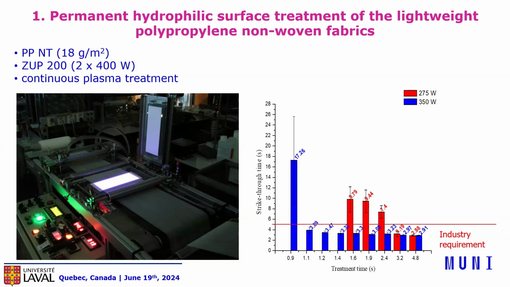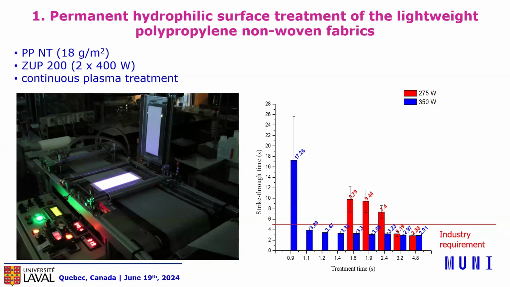These are very old results, but very nice to indicate the effect of the treatment. You can see that we were investigating the treatment at 2 different powers. Now we are operating at higher powers with the system. But interesting is that for the higher power, 350 watts, starting from 1 second, you can see that the strike-through time is less than 5 seconds. The reference, untreated sample had very, very different values. This is also shown by these white error bars.